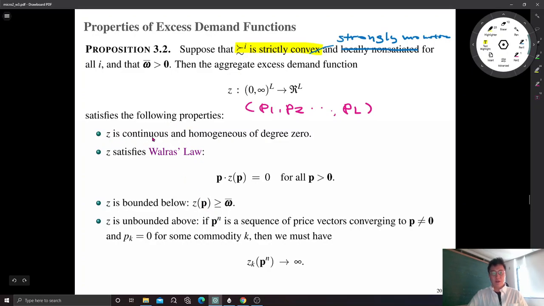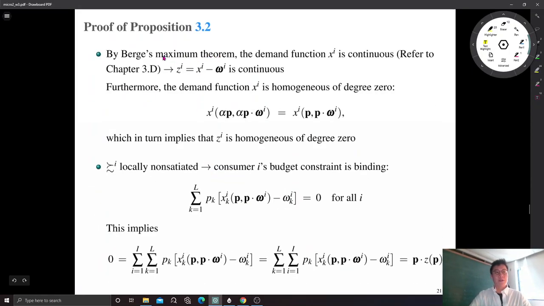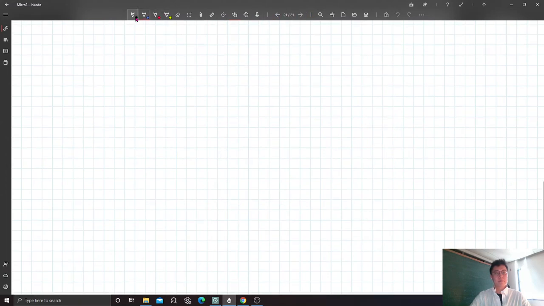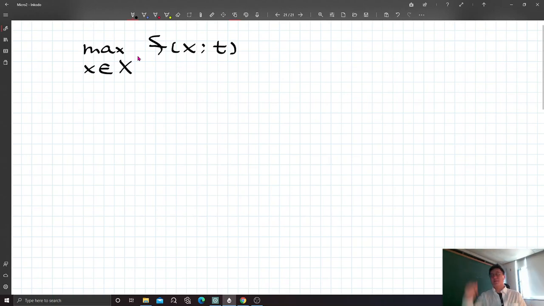First, it's continuous and homogeneous of degree 0. Continuity comes from one mathematical result, the so-called Berge's maximum theorem. Berge's maximum theorem tells us, if we have a function f of x, t, and we maximize this function over x, and x has to be in the set capital X. So x is a choice variable, and capital X represents the set of possible choices, right?